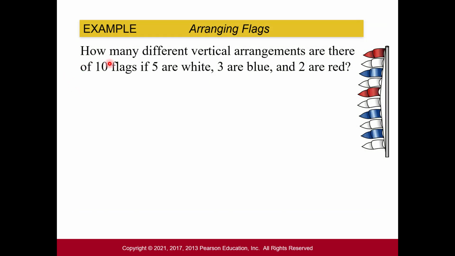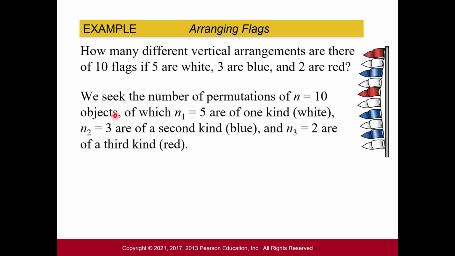All right, for this example, how many different vertical arrangements are there of 10 flags if 5 are white, 3 are blue, and 2 are red? Notice we don't have 10 distinct objects because there are multiple flags of the same color. So we seek the number of permutations of n equals 10 objects, where for the first kind, white, there are 5 of them. The second kind, blue, there are 3 of them. And the third kind, red, there are 2 of them.